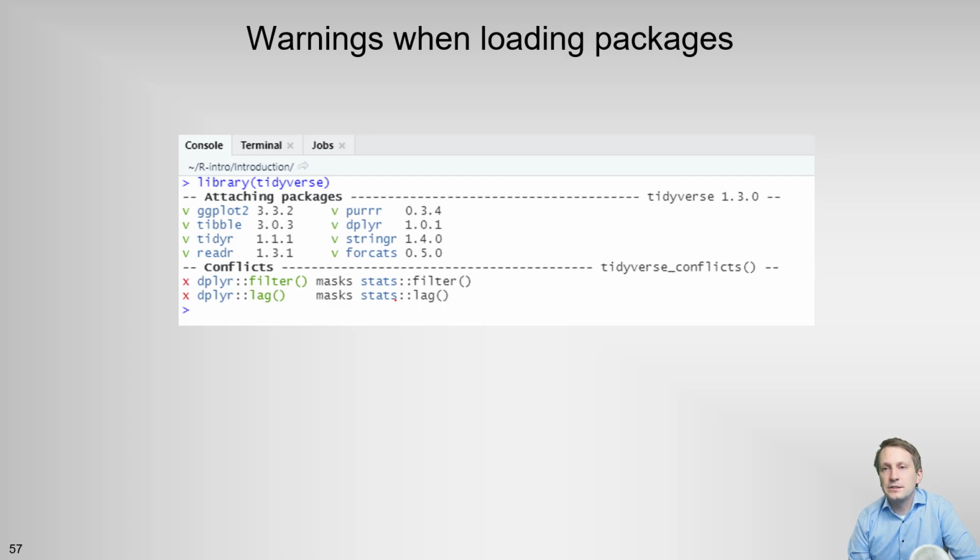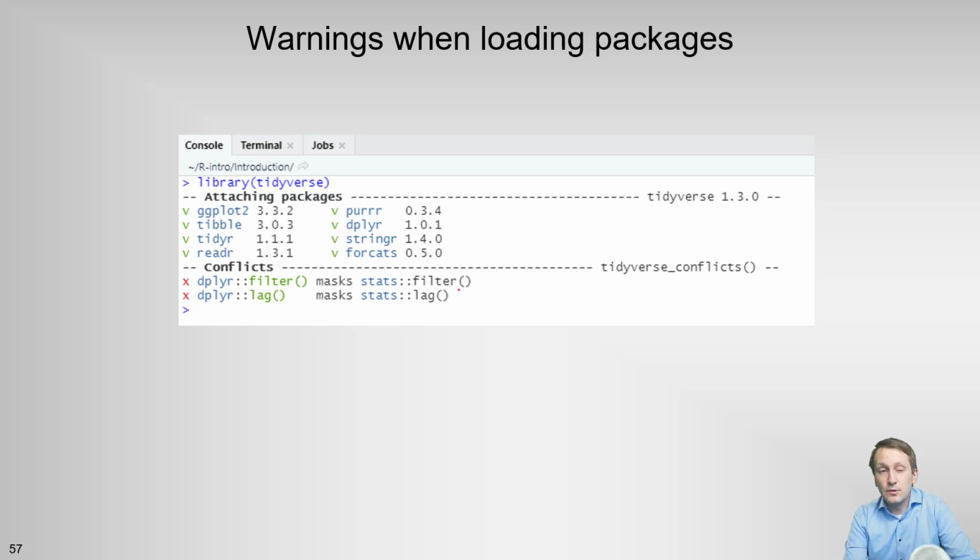So when you load a package like Tidyverse, it will sometimes display warnings, and here it shows you conflicts. The function called filter exists within the dplyr package, which is part of the Tidyverse that you're loading here. But filter is also a function that's already part of base R, in the stats package. So now that we've loaded the Tidyverse, when you call filter, it will always refer to dplyr's filter function. That's probably what you want after loading the Tidyverse.